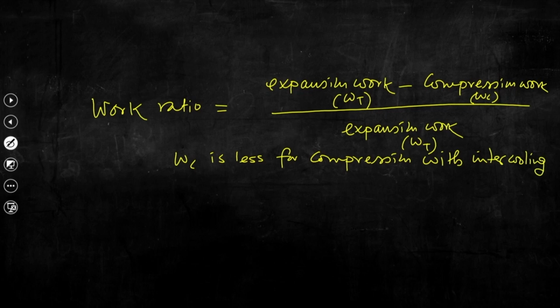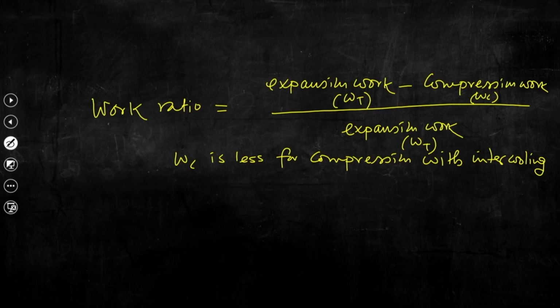Hence, work ratio will be more. If this is less, then work ratio will be more for the compression processes or for the gas turbine unit having multi-stage compression. Question is, although we can ensure that the work ratio will be high, but still efficiency of the gas turbine units having multi-stage compression is less.